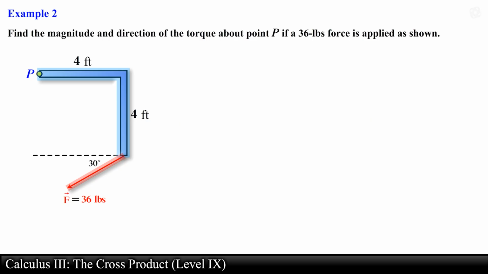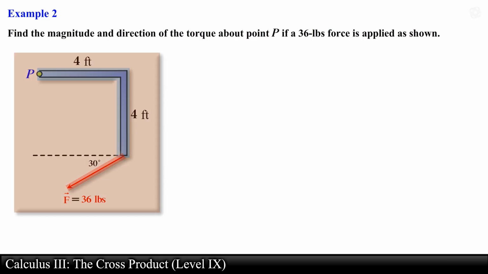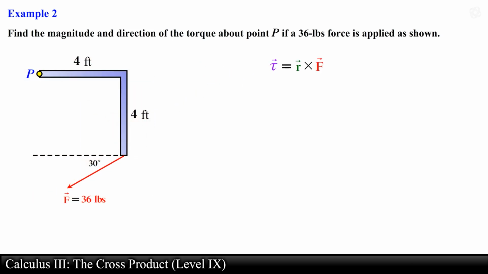Notice that in this problem, the rigid body and the force vector F are all located in the same plane. So the torque vector is going to be orthogonal to this plane. It will either point into the page or out of the page. We need to use the definition of torque in order to find both the magnitude and direction.